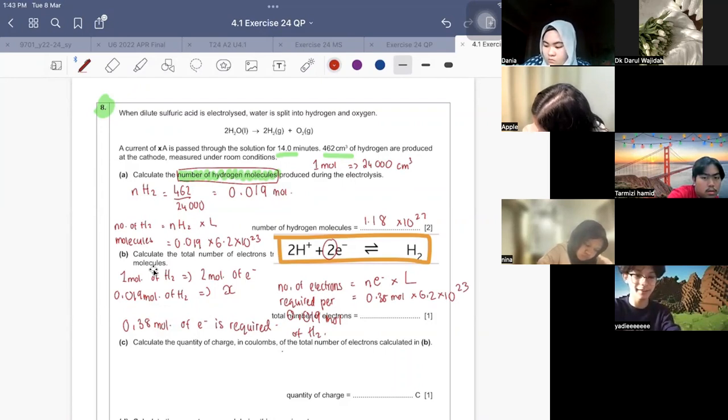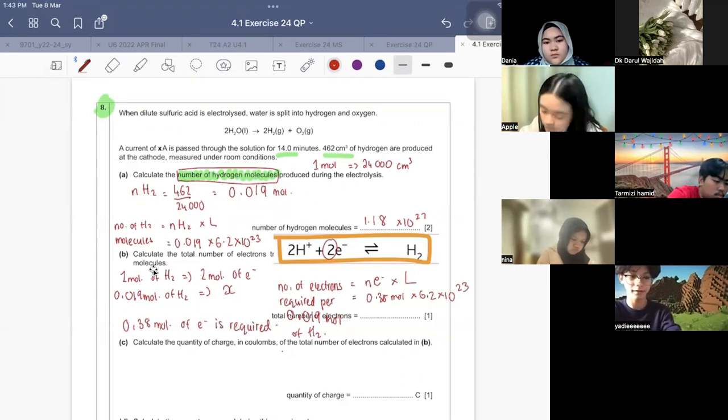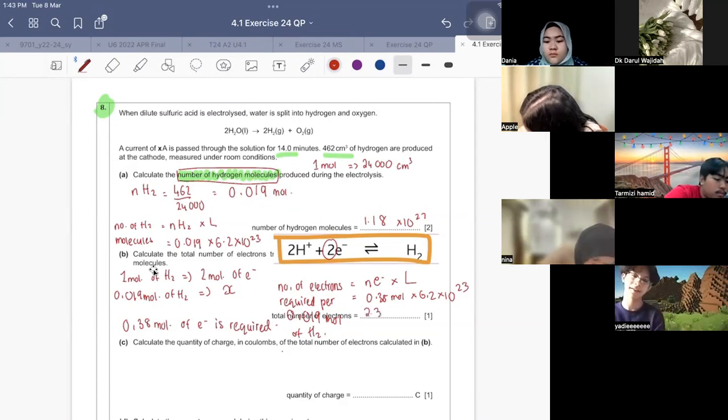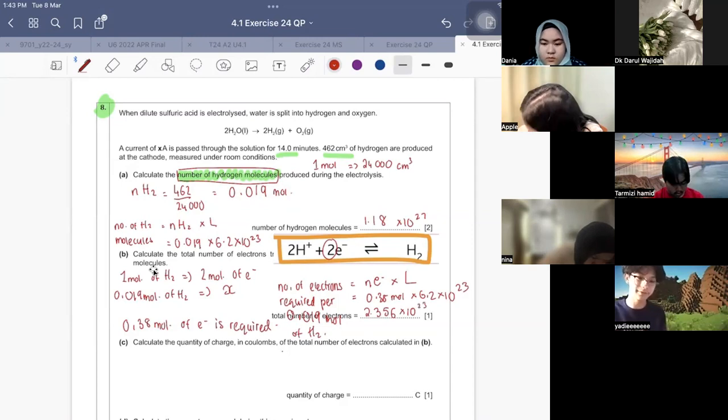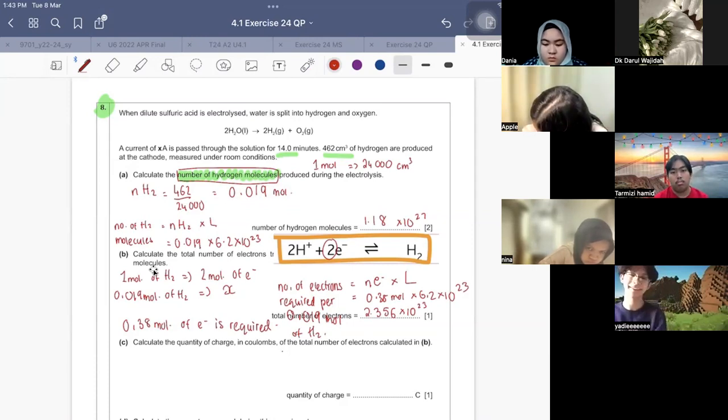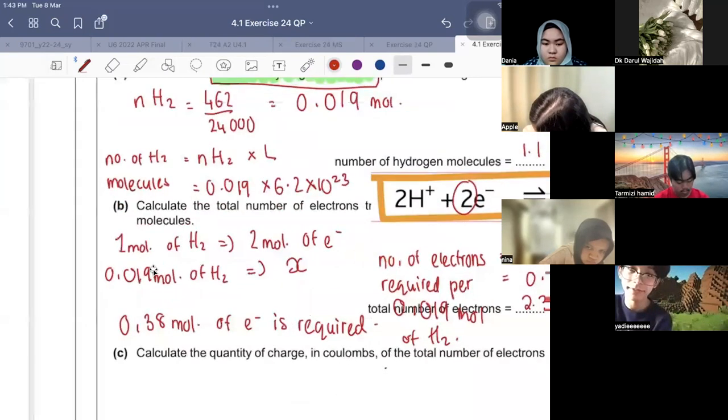You may be wondering, why do they want our answers as numbers, as units of electrons, as units of molecules? Because we usually just leave our answer in mole. Okay. The reason for this is because 2.256 times 10 to the power of 22. The reason for this is that, Miss, yes. Is it 0.038? Thank you. It might be. Yes. Thanks.